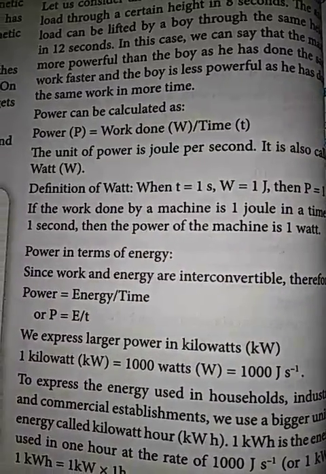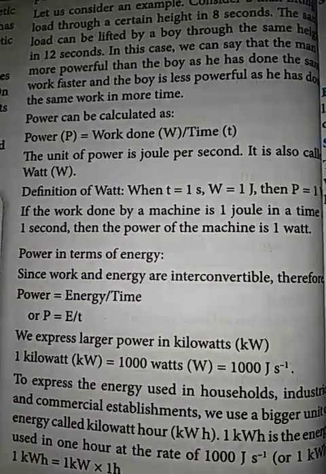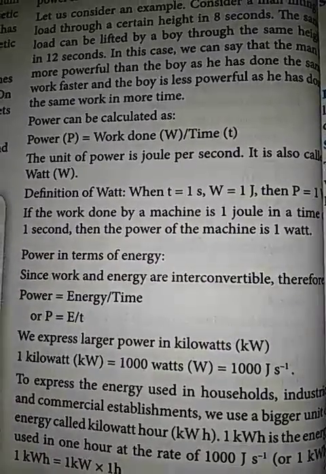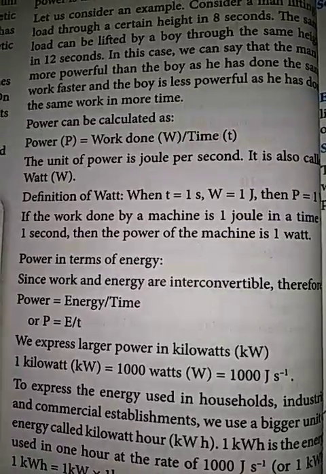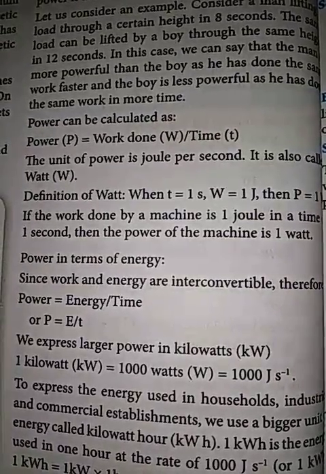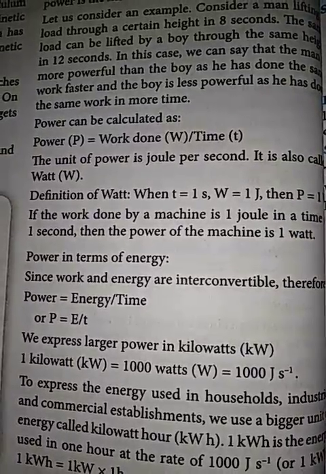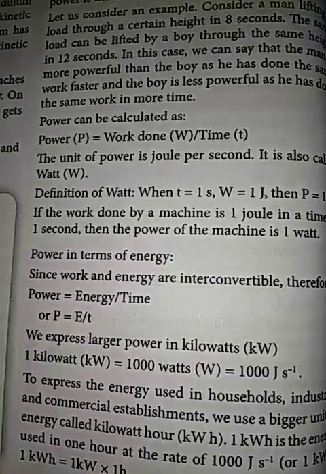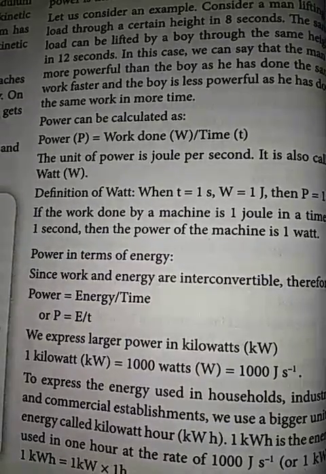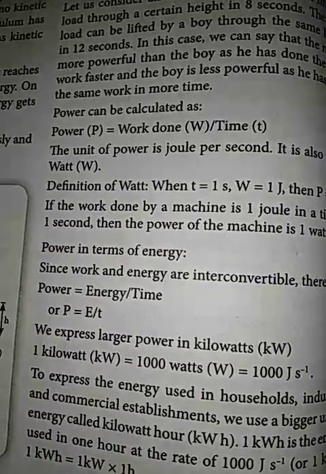In these two cases, we can say that the man is more powerful than the boy, as he has done the same work faster. Means he has done the work in 8 seconds, whereas the boy has taken 12 seconds. So we could say here that the man is more powerful than the boy. The boy is less powerful as he has done the same work in more time.